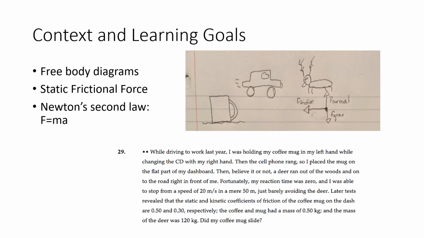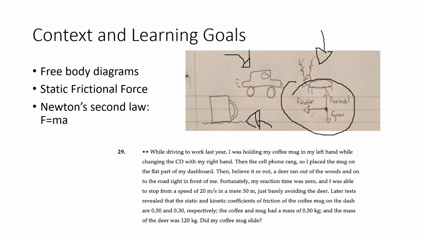So the question asks about when you're in a car and you are driving, and all of a sudden you see a deer. At this point, you're holding a coffee mug and you set it down while you decelerate right away. So it wants to know if the coffee mug ends up sliding while you are decelerating or not sliding. So this is the free body diagram for the mug.